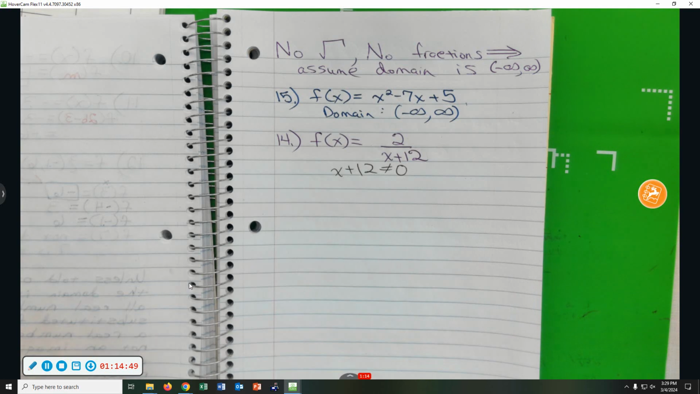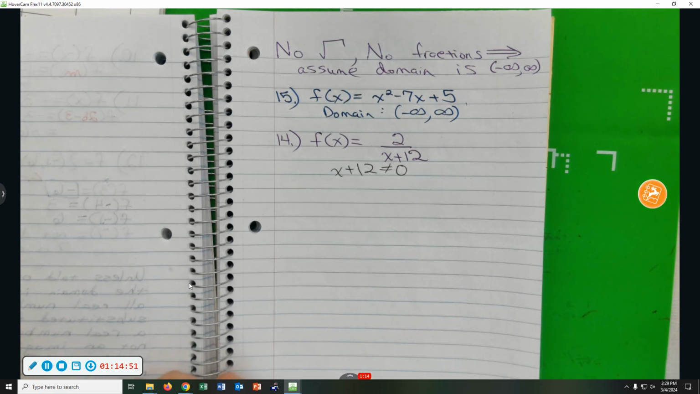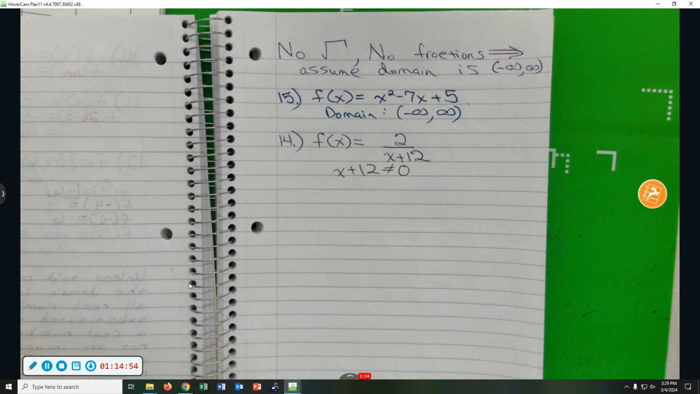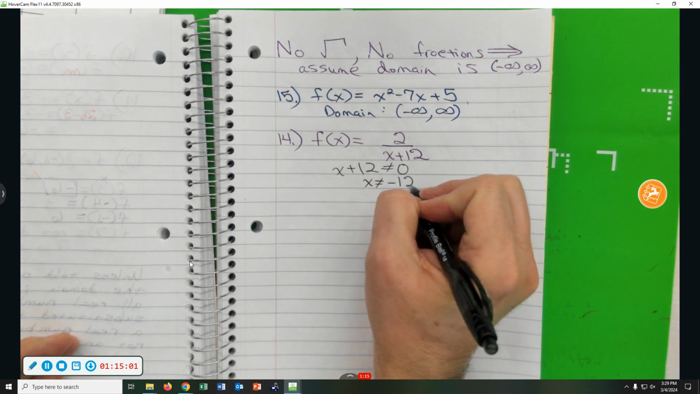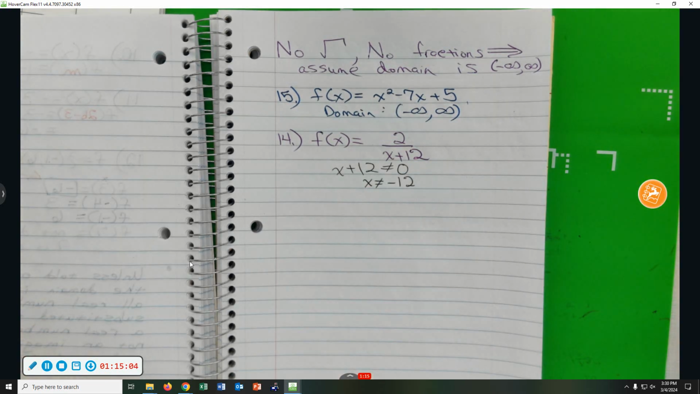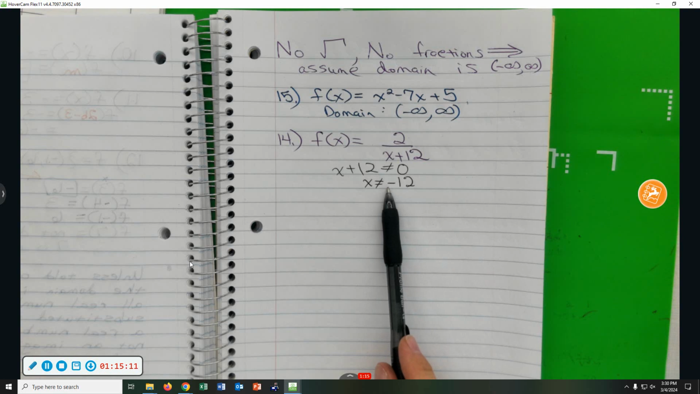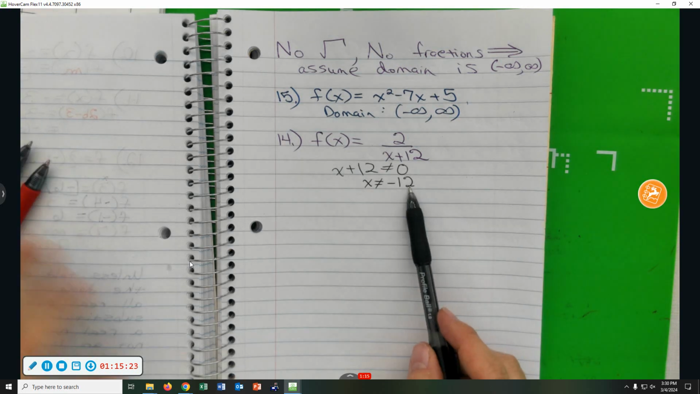Treat that not equal to the same way you would if it were an equation. What would you do to get x by itself? Minus the 12. So we don't want x to be negative 12. So we can't plug in negative 12. That's saying you can plug in any number you want to, except you can't plug in negative 12. Could you plug in 12 million? Yeah, you could plug in 12 million. Could you plug in pi? Yes, you just can't plug in negative 12.